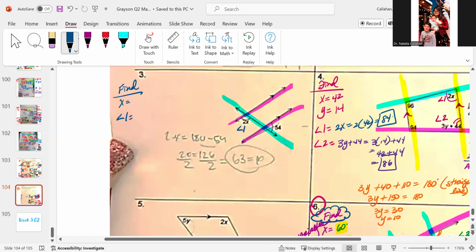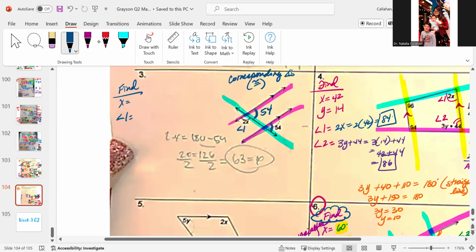I'm going to use corresponding angles. So which angle corresponds to 54? Not 2X, this angle. These are corresponding angles, which means they are what? They're congruent, right? So this angle is also 54.